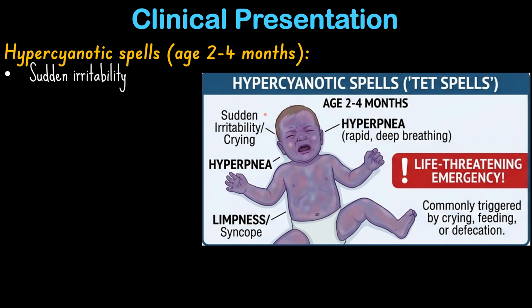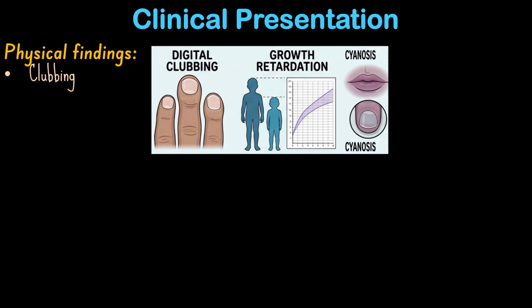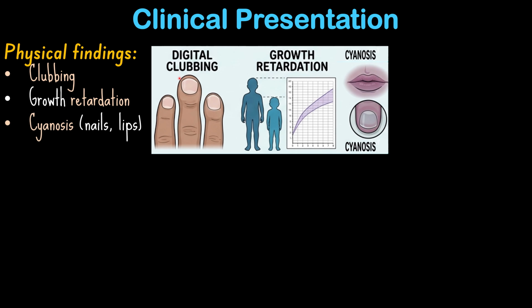Hypercyanotic spells typically start around 2 to 4 months of age. The infant suddenly becomes irritable, deeply cyanotic, breathes rapidly, then becomes limp and may even lose consciousness. These spells can be life-threatening. Physical findings also include clubbing of the fingers and toes, growth retardation, and cyanosis of the nail beds and lips.